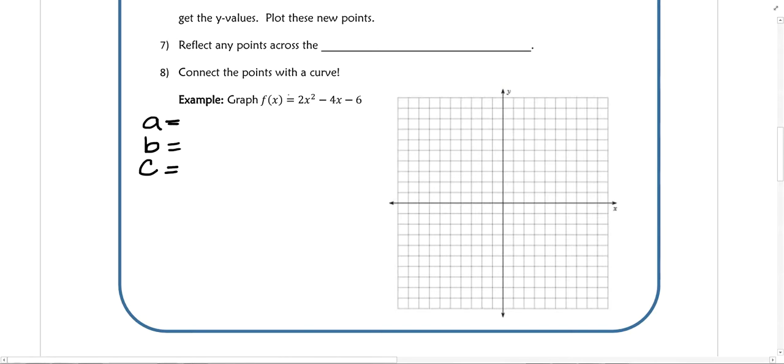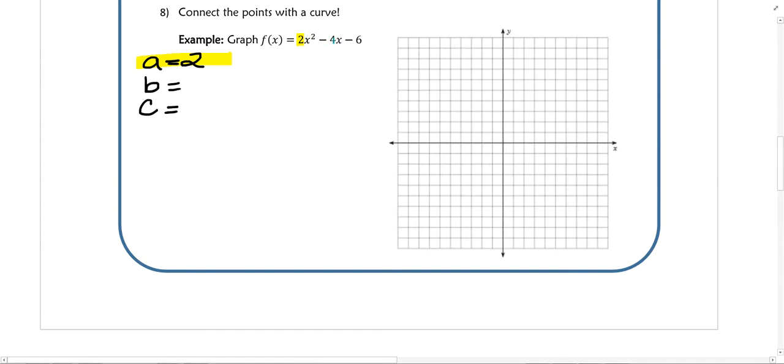Okay, so a is the coefficient of the x squared, which is 2. Now, not the x squared, but just the 2. Okay? So a is going to be 2. b is a negative 4. And we do want to keep that negative with it. And finally, c is a negative 6. It is the constant term, and again we keep the negative with it. So if you see a subtraction sign, make sure to include that number as a negative.